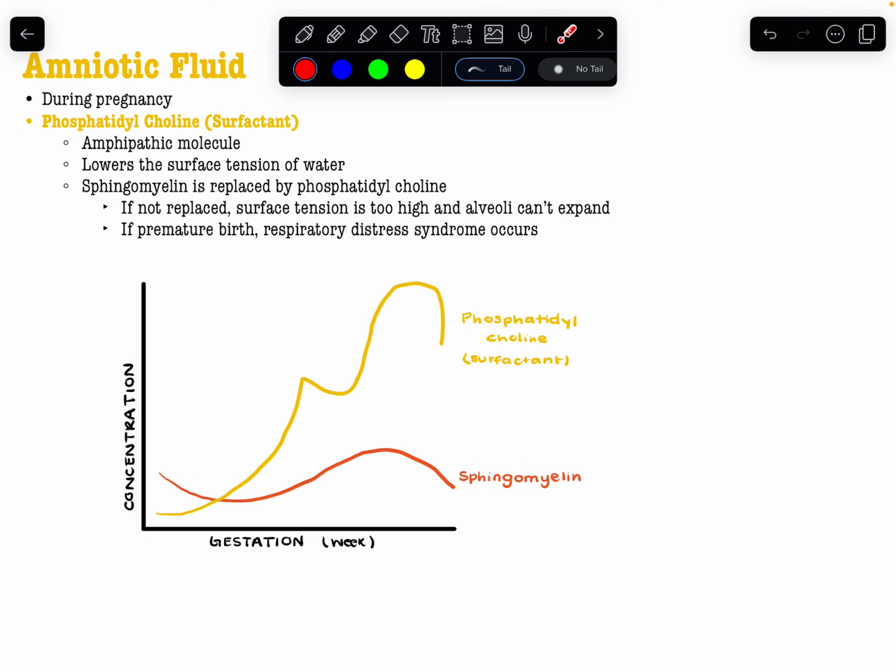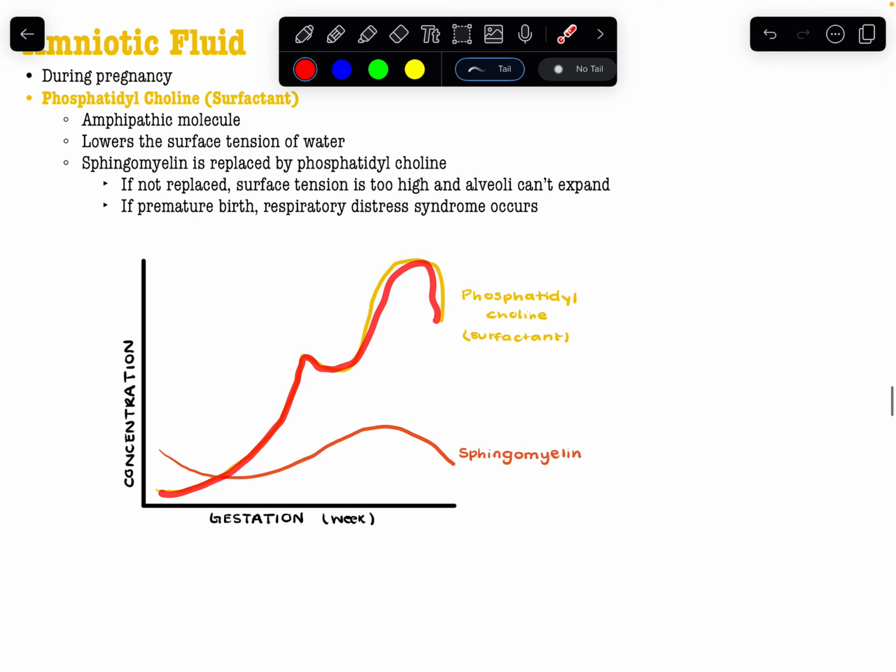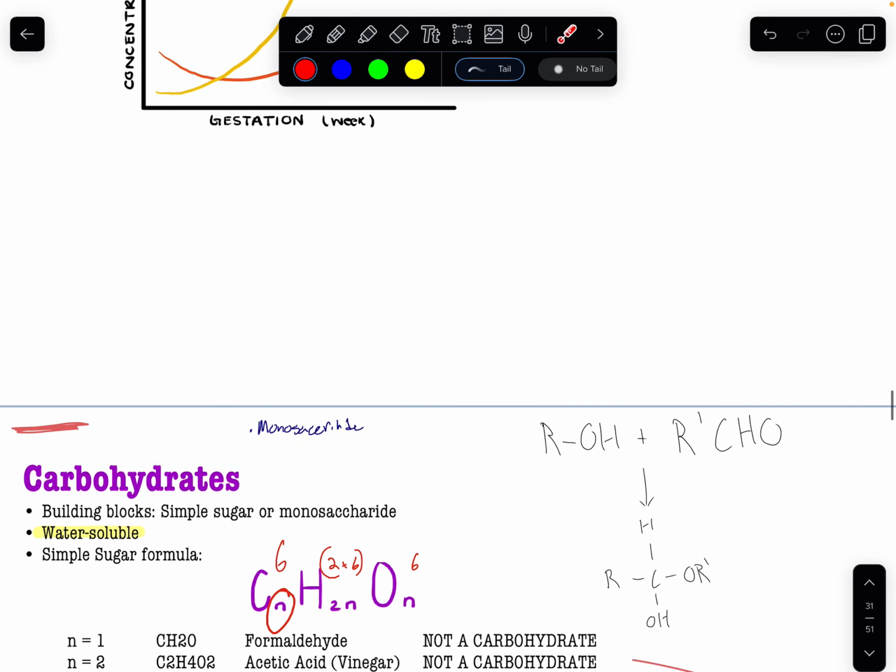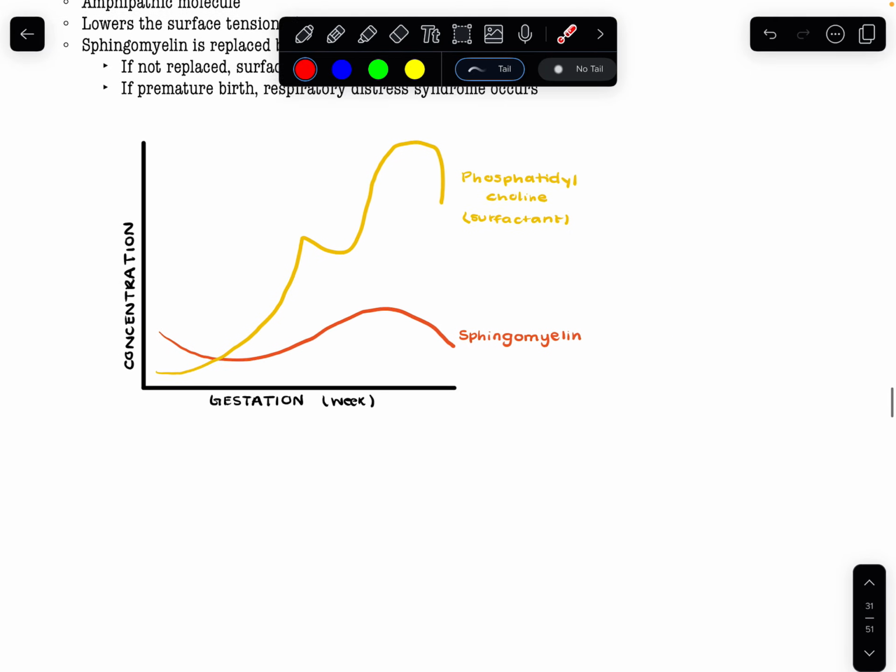I'm missing a big piece here. Sphingomyelin is replaced by phosphatidylcholine as gestation goes on. I completely skipped over that little tidbit of information. But as I just said, phosphatidylcholine replaces sphingomyelin as gestation occurs, allowing the surface tension of liquids around the alveoli to break up, and as a result, the alveoli are able to expand and further develop the lungs. However, if that does not happen, then it will lead to respiratory distress syndrome. And that about covers it for now.